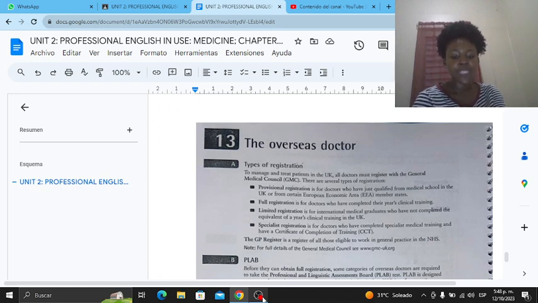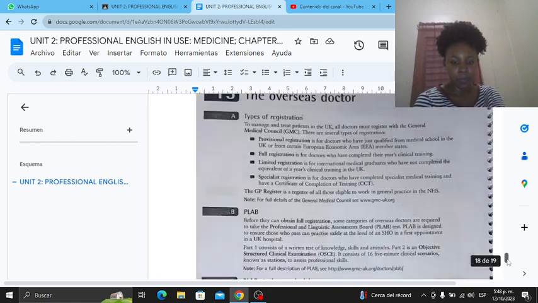A specialty registration is for medical doctors who have completed specialty medical training and have a Certificate of Completion of Training (CCT). The GP registration is for doctors who are eligible to work in general practice in the NHS. Note: for full details of the General Medical Council, see www.gmc-uk.org.